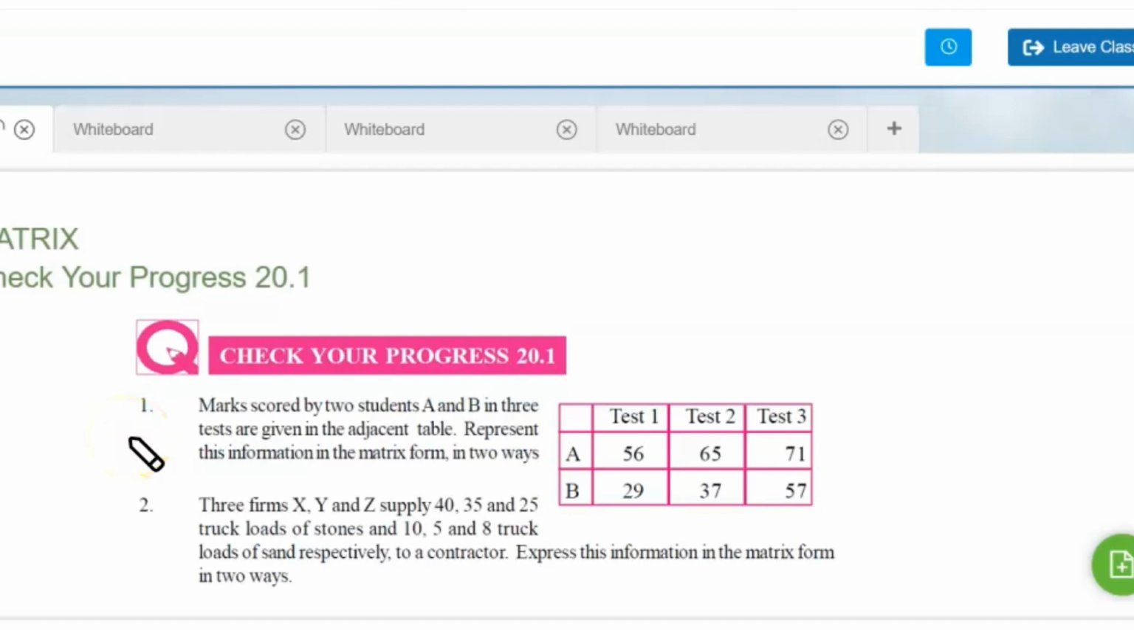In this video we are going to cover the NIOS Mathematics topic Matrix, lesson 20, and we are going to see the Check Your Progress 20.1 topic.